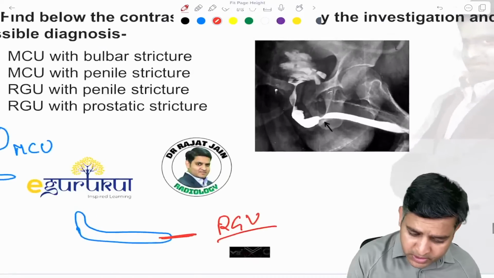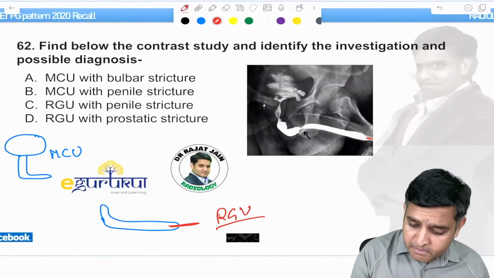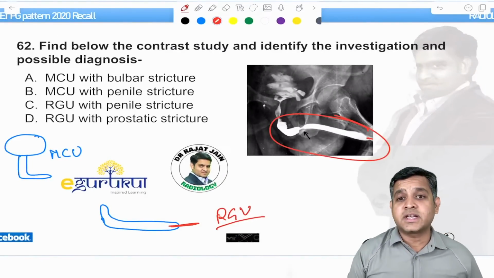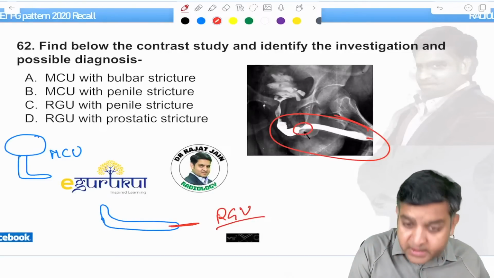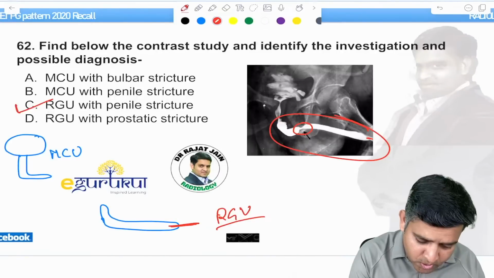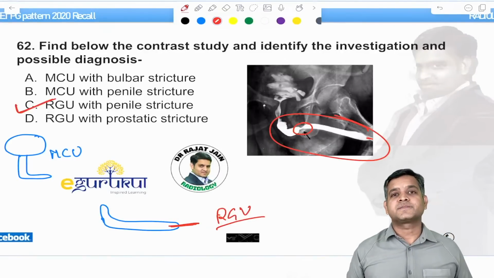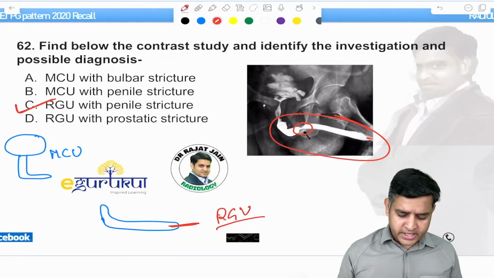Okay. And what do we see? Now in this case, we are seeing the dye has been placed over here because this part is better seen. So this is an anterior urethra. So this is an RGU and I can see a narrowing in the distal part of the penile urethra. So this is RGU with penile stricture, right?